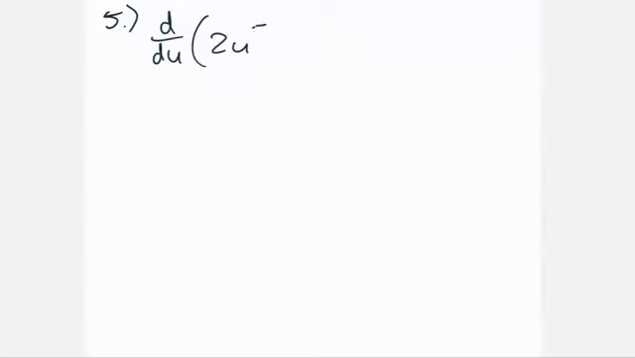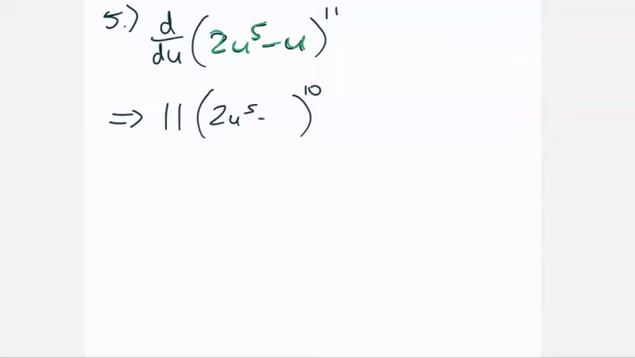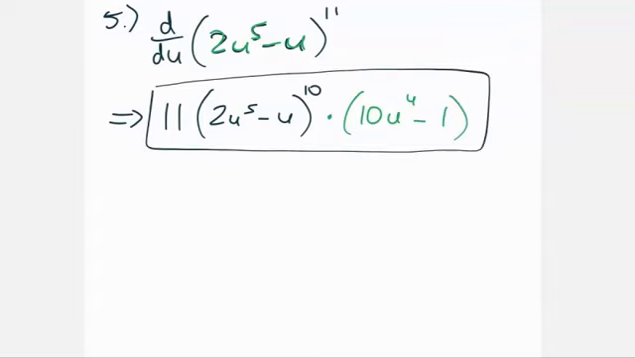So 2u to the 5th minus u, all to the 11th power. I recognize this is the inside and the something to the 11th is the outside. So derivative of something to the 11th is 11 something to the 10th. I don't touch the inside on that one. And then I do times derivative of the inside, which is 10u to the 4th minus 1, since that was 1u. So there's my answer for number 5.